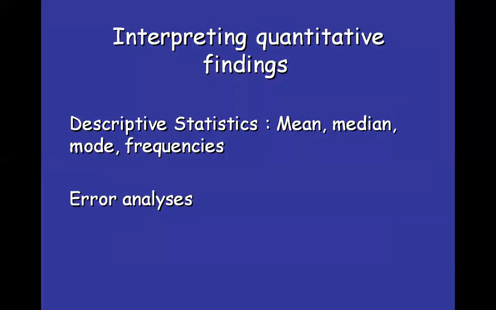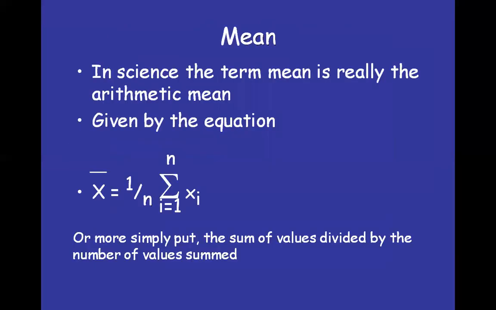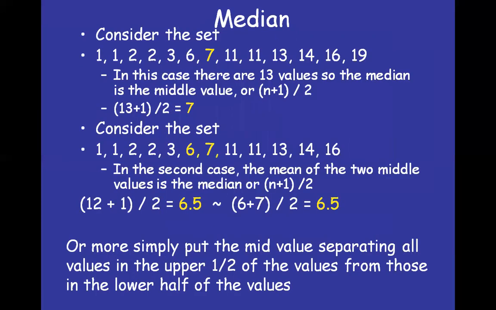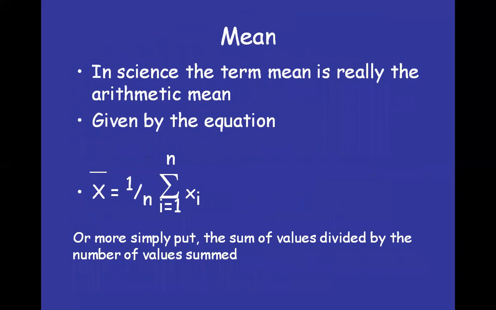So, interpreting quantitative findings. For any interpretation of quantitative findings, we go with the descriptive statistics. These are mean, median, mode, frequencies and error analysis. What is mean? In science, the term mean is really the arithmetic mean given by the equation x bar = 1/n sum from 1 to n of x_i, or more simply, the sum of values divided by the number of values. So we have 1, 2, 3, 4. Then we divide 1 plus 2 plus 3 plus 4. 3, 3 is 6, plus 4, 10, divided by 4. Then we get our mean value.